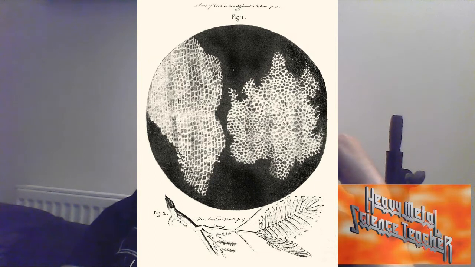Here's the picture that kicked off a branch of biology called cytology. The drawing is of a section of a piece of cork. Now, you see those little spaces in there? He called those spaces cells because, to his mind, he thought they looked like the cells monks slept in at a monastery. And this, my friends, was the very first step into cell biology.